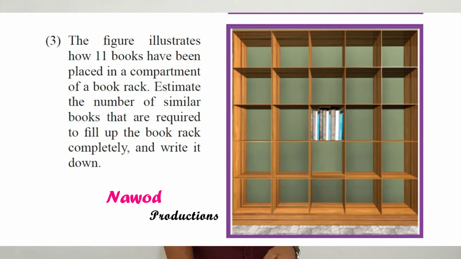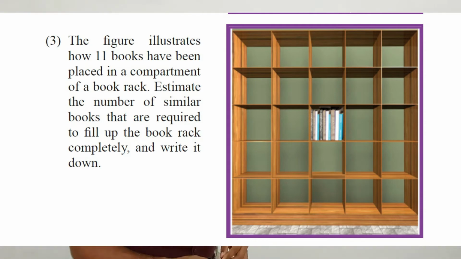5 into 5, 25. 11 books are there in one shelf, right? Then in one book rack there are 11 books. Then 11 into 25, we can obtain 275 books that we can keep there. That means we did the pappadams and the book rack question.